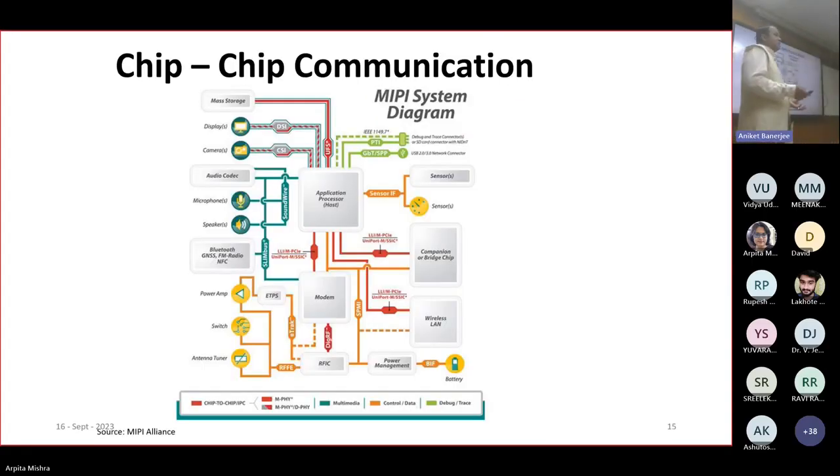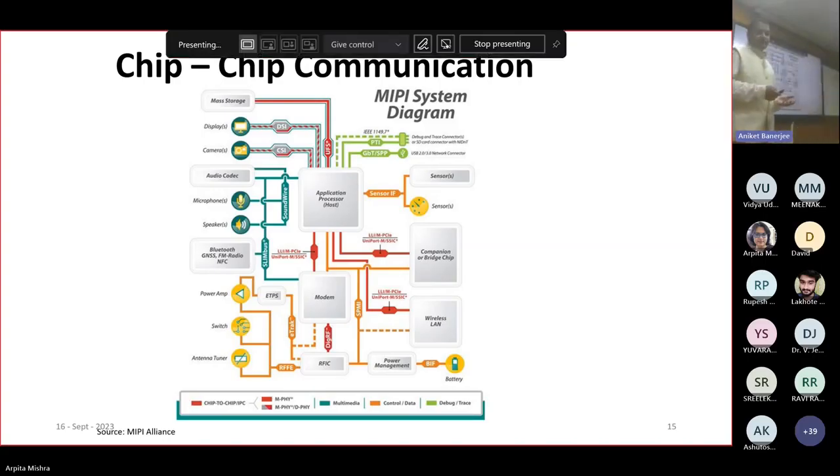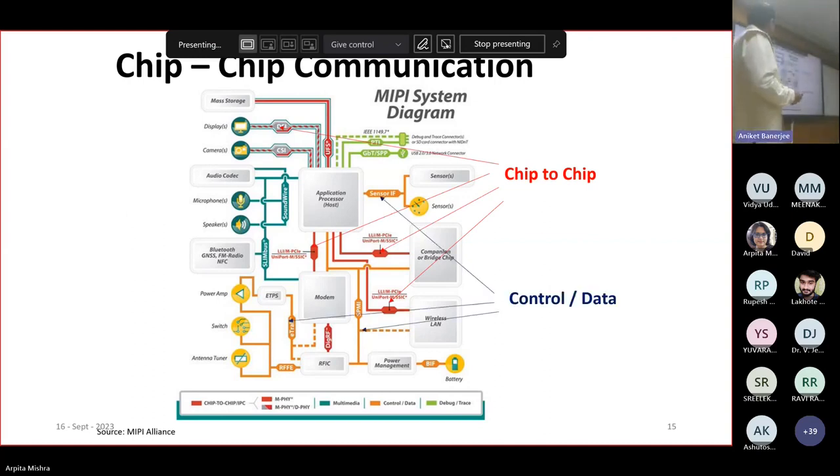Next is chip-to-chip communication. A typical example would be your handsets, mobile phones. Your handset has a CPU, a GPU, memory, various sensors, audio and video. All of these need communication to each other, so you find a lot of chip-to-chip communication. Typical examples would be the MIPI interface, where you have M5 for the memory interface, C5 for camera, D5 for display, and various others. Chip-to-chip, data and control, multimedia is all over here.